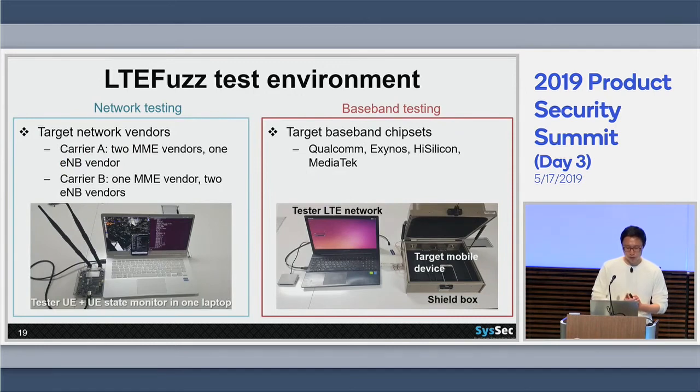So this is the LTEFuzz test environment. For network testing, we targeted 2 carriers. In carrier A, there were 2 MME vendors and 1 eNodeB vendor. And in carrier B, there were 1 MME vendor and 2 eNodeB vendors. In the case of baseband, we adopted a similar approach to test baseband chipsets. So we targeted Qualcomm, Exynos, HiSilicon, and MediaTek chipsets.